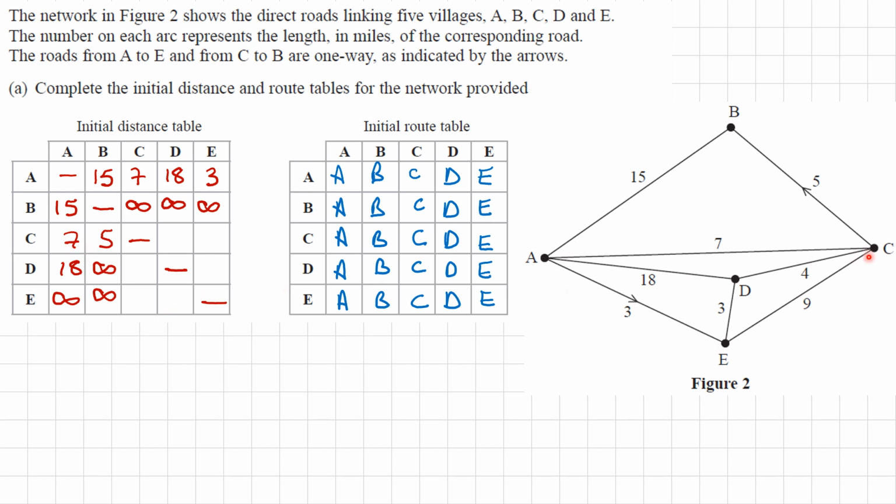Moving on to town C, we're looking at how we get from C to D. That's going to be 4. That's two-way, so we can have 4 in these two boxes here and here. And then C to E, that's also two-way, so we've got 9 and 9. Then move on to town or vertex D. So D is here. Can we go from D to E? Yes, we can, in both directions, and that's a distance of 3. So that completes the initial distance table.